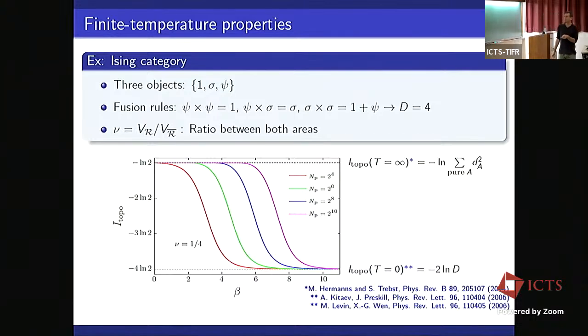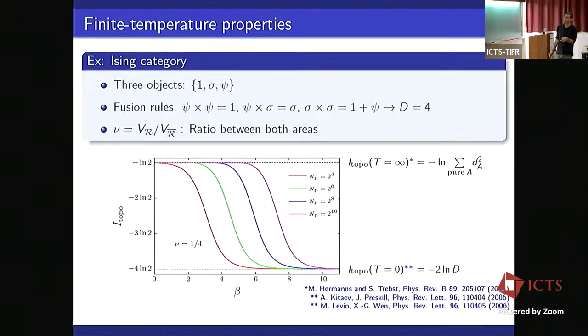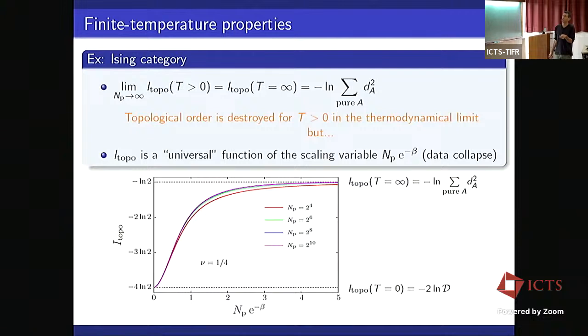So there is a non-trivial scaling variable, which is given by this quantity, the system size times exponential minus beta, which is universal, the proper scaling variable to put all these curves on top of each other. So I_topo is a universal function of this scaling variable, and this tells you up to which temperature you can go, for a finite size system, before losing completely the information about topological order. This had been studied in the toric code a long time ago, but what is nice here is that we have the exact expression and we can derive exactly this scaling variable and study how it goes with the system size.